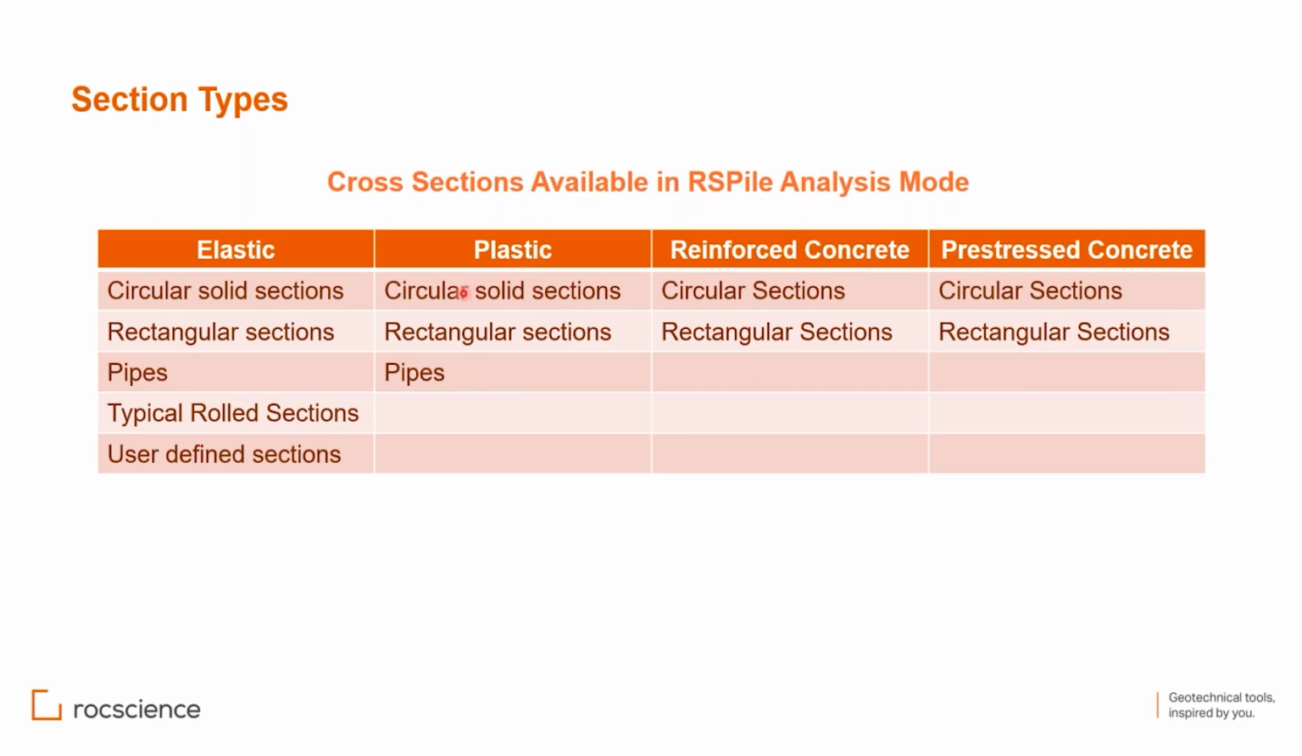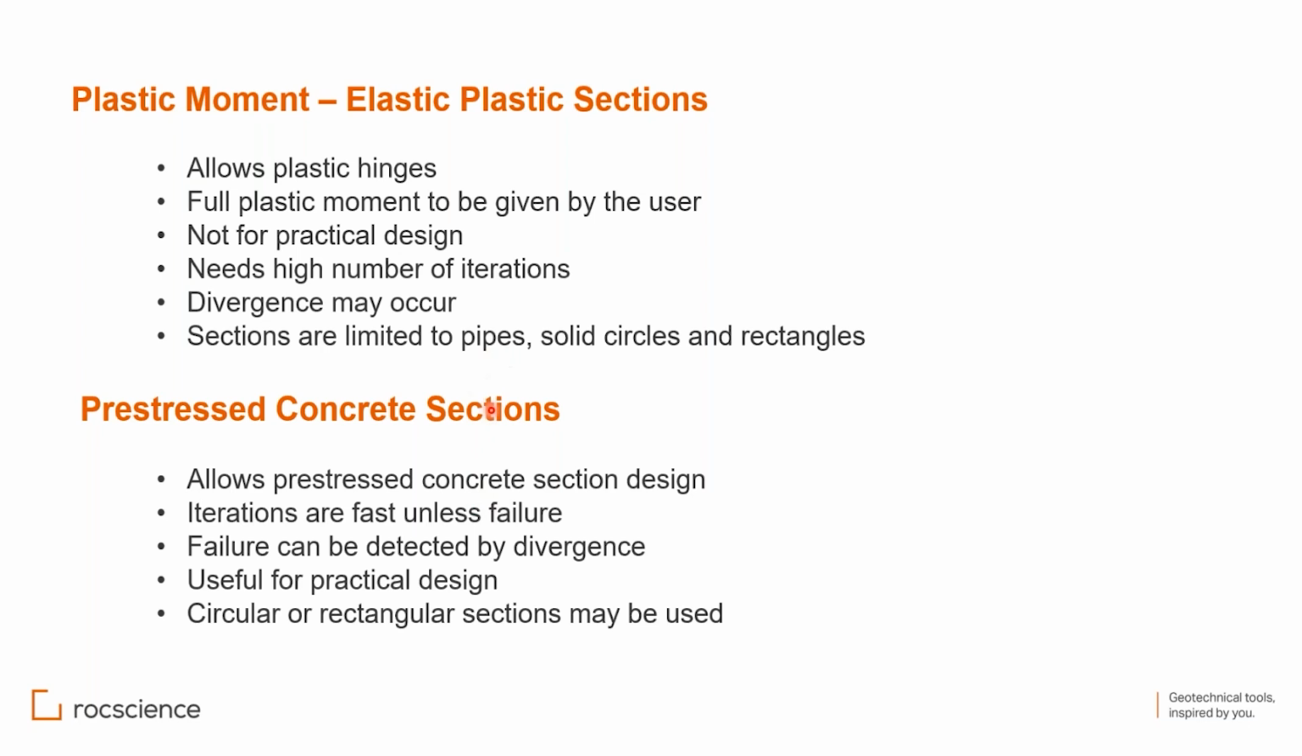In the plastic sections, we have three tabs: the circular solid sections, rectangular sections, and the pipes. While in reinforced concrete and pre-stressed concrete, the sections that you can analyze in RSPile are circular sections or rectangular sections.